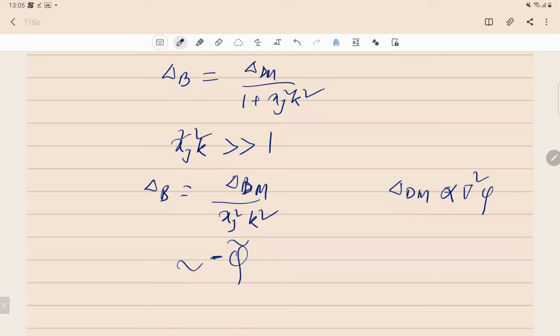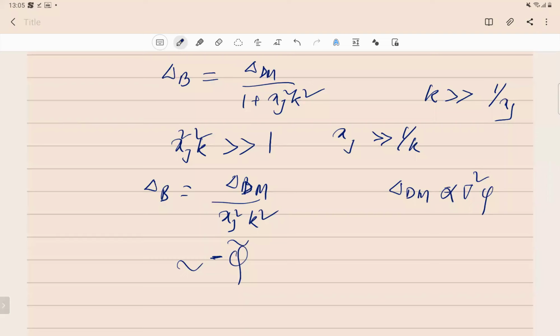It's minus k square. So it's actually perfect because on these scales, you are essentially saying that xj is much greater than 1 by k, or rather let's put it as k is much greater than 1 by xj. So we are looking at very large k's, which essentially means we are looking at very small scales. So over there you can immediately see that this baryonic fluctuation is essentially following the potentials, and these potentials are created by dark matter.